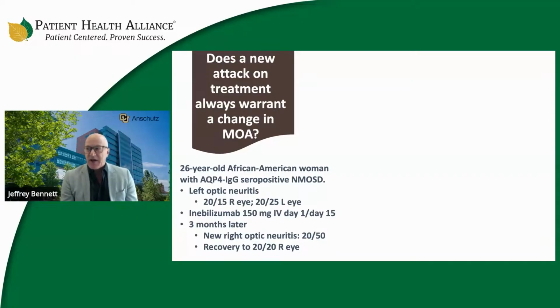In this case, an African-American woman diagnosed with left optic neuritis and seropositive NMOSD was placed on anti-CD19 B-cell depleting therapy. She was treated with IV steroids and had a reasonable recovery in that eye. While on therapy, she experienced a new optic neuritis attack, treated with IV steroids and plasma exchange, and had reasonable recovery.